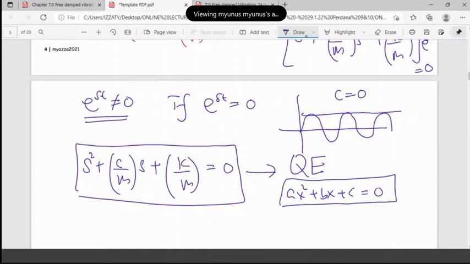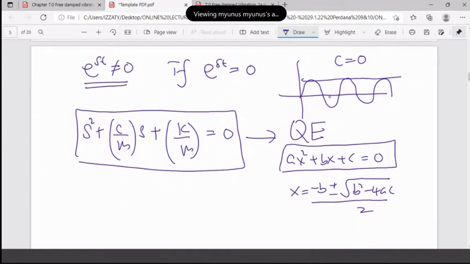Then you have the root, remember? Root is equal to x. What is the root now? x equals minus b plus minus the square root of b squared minus 4ac, divided by 2a. You have plus minus here, so you'll be getting two values of x. Same thing happened to this one.